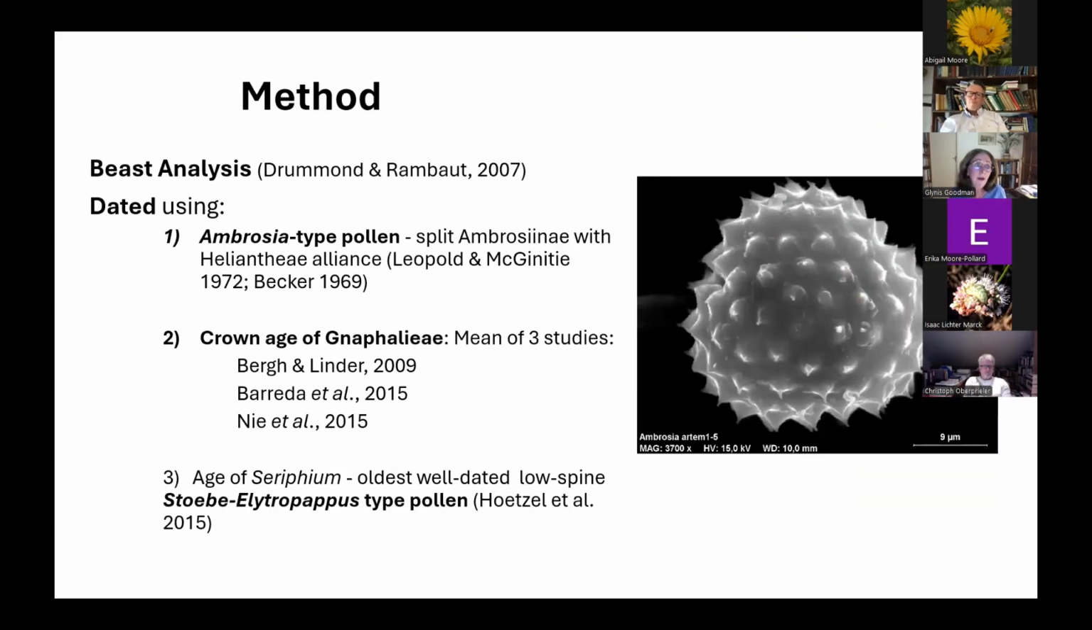And we dated this phylogeny using 2 pollen dates for pollen fossils, the first being an ambrosia type pollen, which is illustrated on the right-hand side here, and then a Stevie elytra papus type pollen for the age of Seriphium, and then the mean of 3 studies for the crown age of the Nephalae.